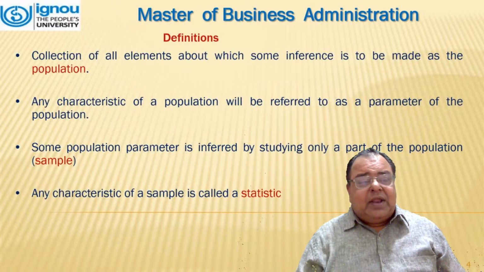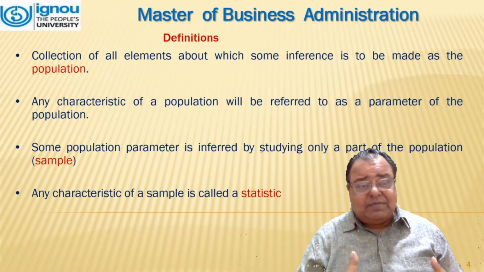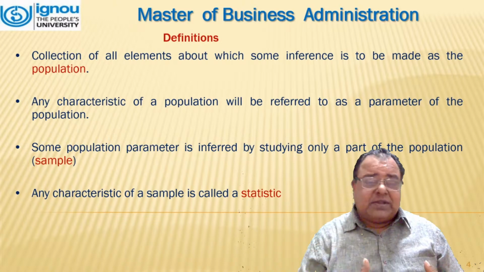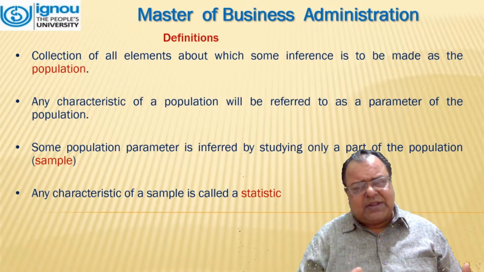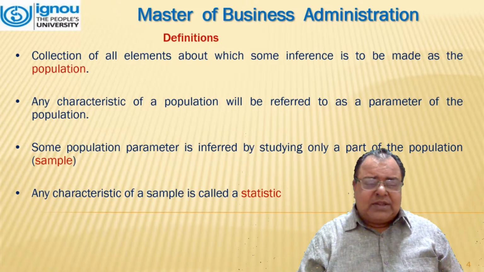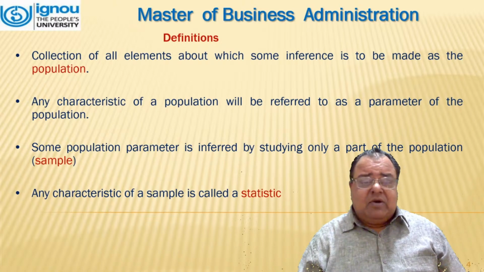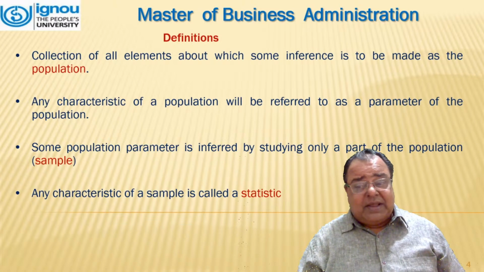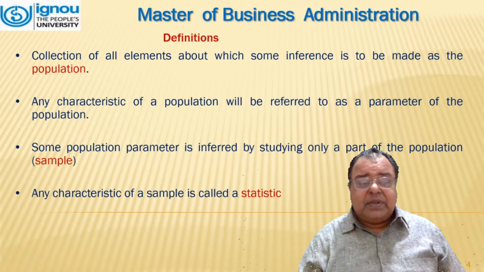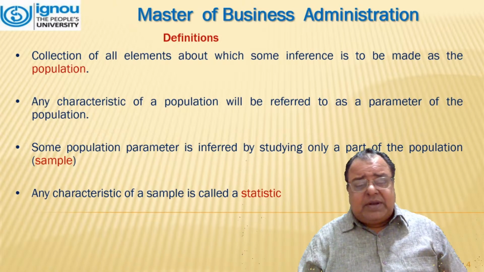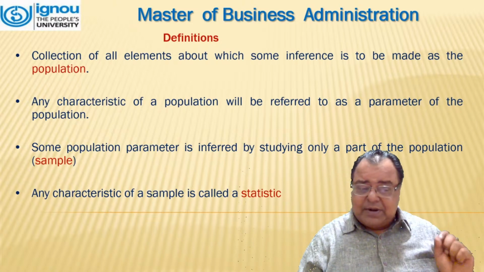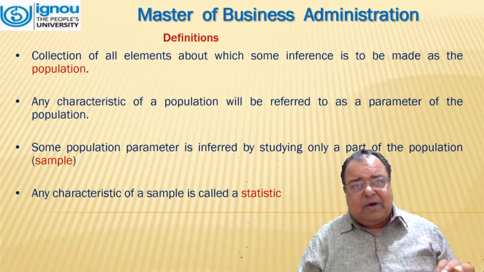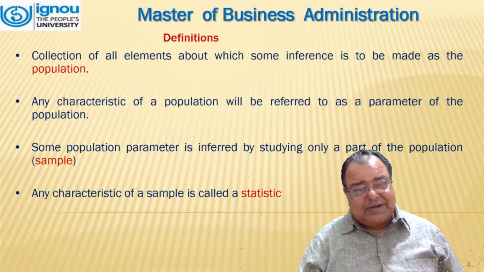employees. Now, there are some definitions that we will be referring to in the later part of this session. So we will start with population. The collection of all elements about which some inference is to be made is known as population. Any characteristic of a population will be referred to as a parameter of the population. Some population parameters are inferred by studying only a part of the population, that is sample. And any characteristic of a sample is called statistic.